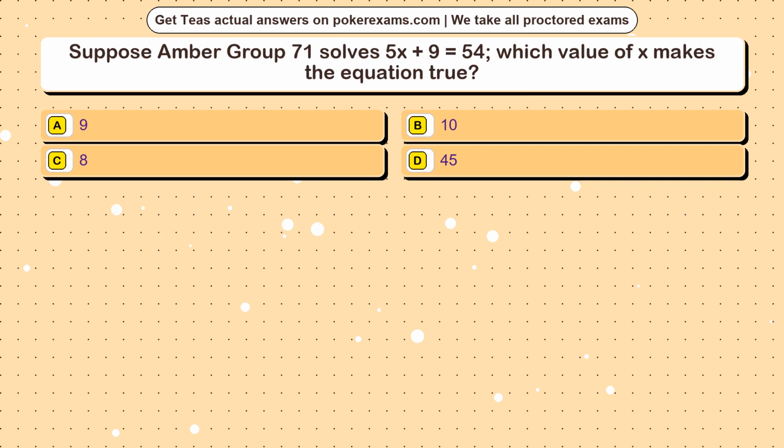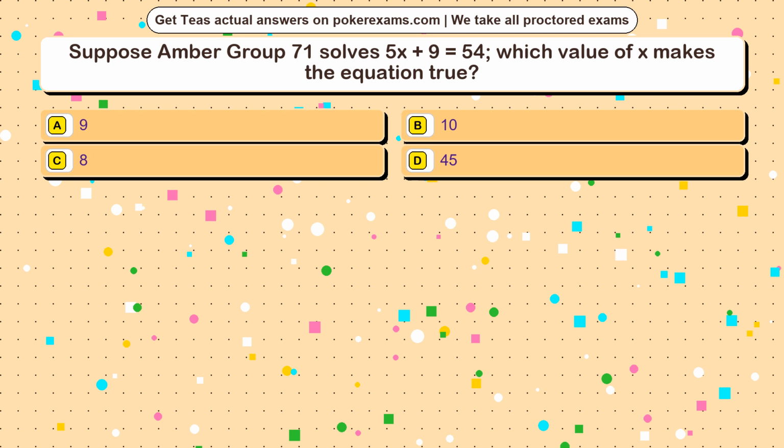Question 9. Suppose Amber Group 71 solves 5x + 9 = 54. Which value of x makes the equation true? Option A, 9. Option B, 10. Option C, 8. Option D, 45.